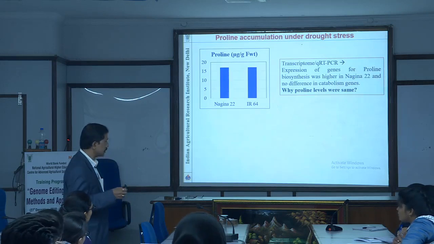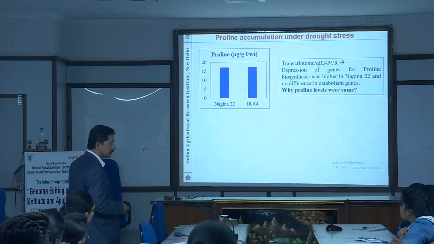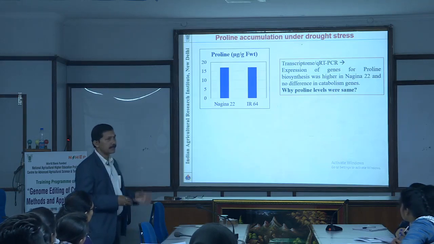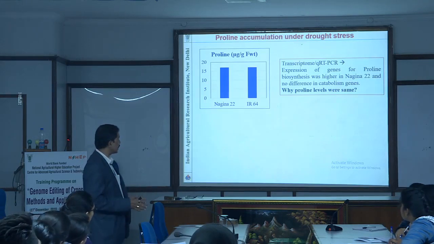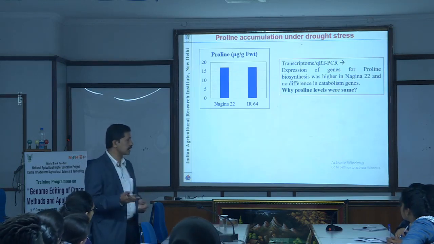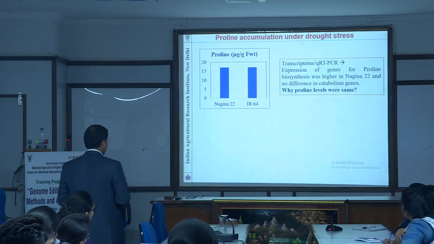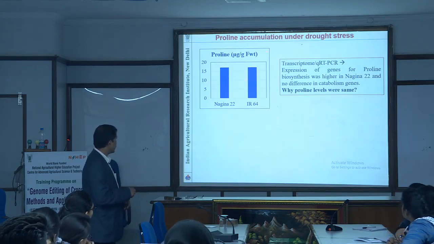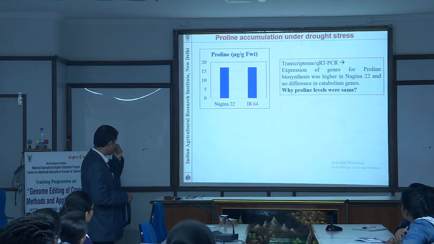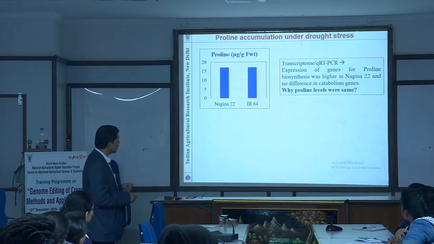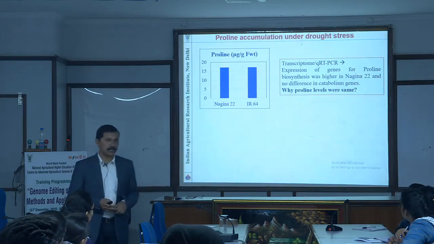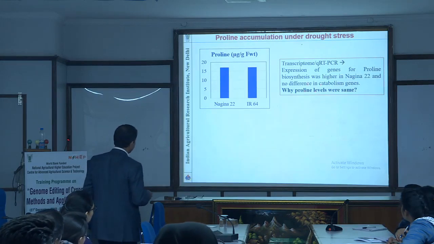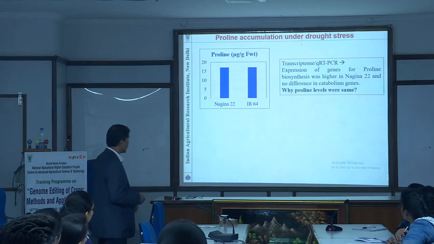So it is an amino acid, an essential amino acid, but it is also an osmolyte. So it accumulates under many stress conditions. And often we measure proline accumulation, and we say if it is accumulating high proline, it may have an important role in stress protection or osmotic adjustment. So here the person measured the proline content, and he also studied the expression profiling of the genes involved in proline biosynthesis, say delta 1-pyrroline-5-carboxylate synthase expression he studied.